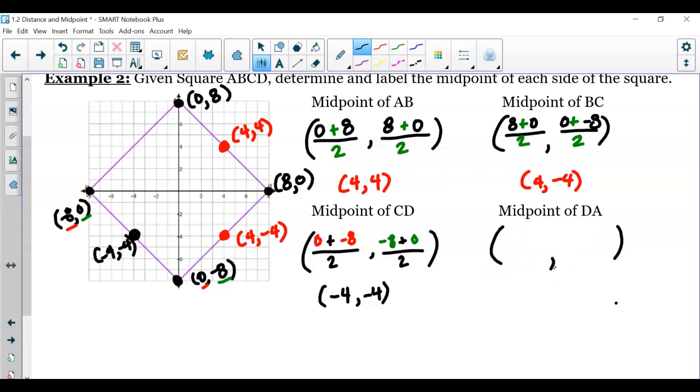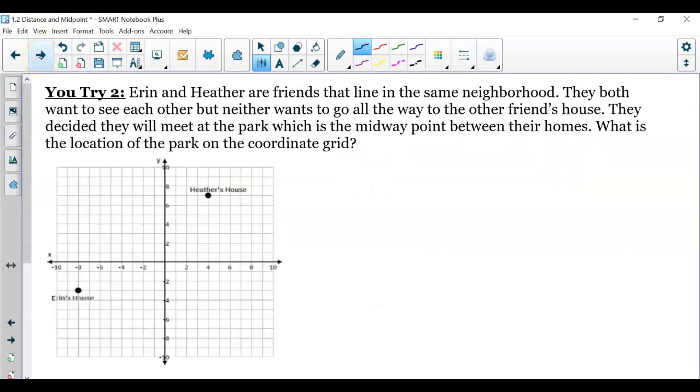And here we go. You should have set up my two x coordinates, which are negative 8 plus 0, divide by 2. Take the two y's, which are 0 and 8, so 0 plus 8, divide by 2. Here you should get negative 4, 4, which let's see if it matches. Negative 4, 4 does match. So we do end up here with the midpoint. Go ahead and pause the video and do this you try on your own.